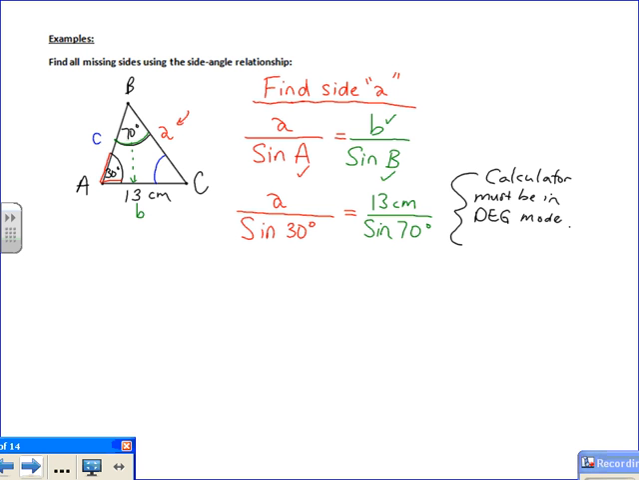Okay, so let's go ahead and solve for this. The only thing I want to do here is isolate A, so I need to just get rid of the sine of 30 on the bottom.